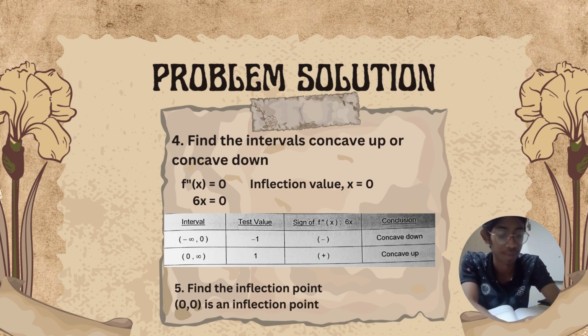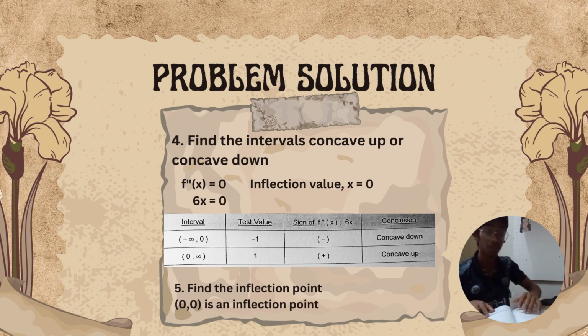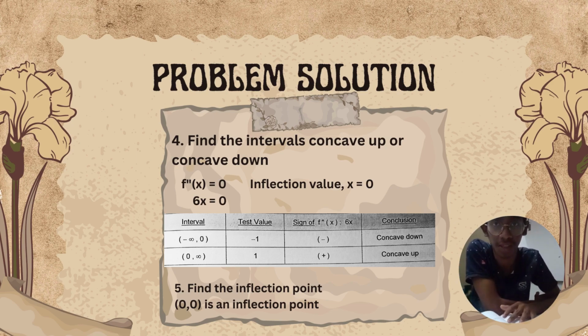For question C, we need to find the interval of concavity and also the inflection point. To do this, we need to find the inflection value first. The inflection value we can get by using f double prime x of the equation. After the calculation, we can get 6x as the f double prime x. Then we solve it to get x equals 0.